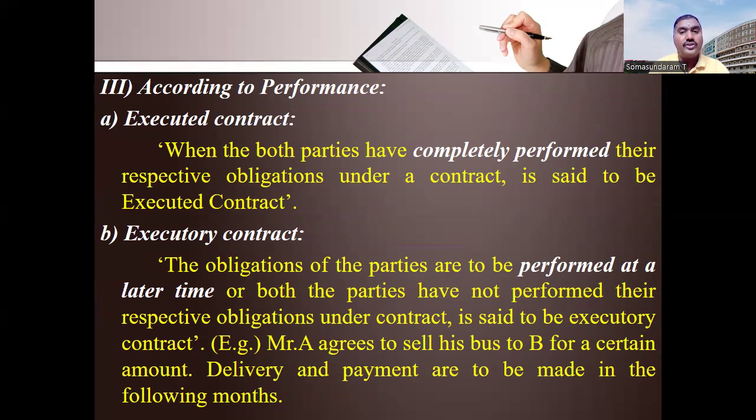One is executed contract. This means when both the parties involved in this contract have completely performed their part. That means, sir, from my part, I performed everything, and from your part also, you have performed it. I also fulfilled all the criteria and conditions, and they also fulfilled all the criteria and conditions. That talks about executed contracts.